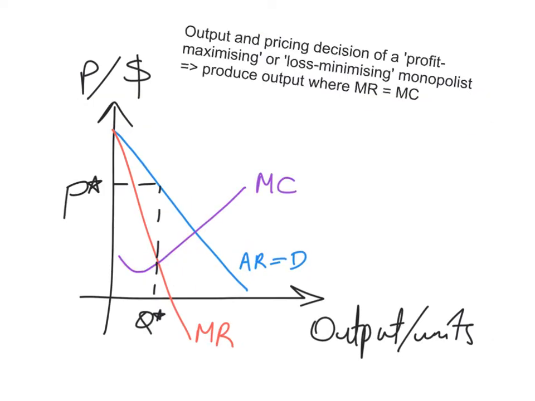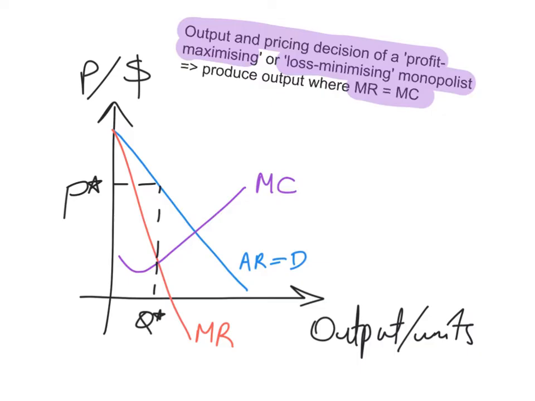So how does a monopolist decide on what quantity to produce and what price to charge? Let's have a look at the output and pricing decision of a profit-maximizing or loss-minimizing monopolist. A profit-maximizing monopolist will produce a level of output where marginal revenue is equal to marginal cost. As you can see here, the marginal revenue curve, the red curve, intersects the marginal cost curve at this point. Therefore, if you go down to the horizontal axis, this will give you Q star, which is the profit maximizing output, but then you have to go up to the demand curve to get the profit maximizing price. So this will be the price and this will be the quantity.